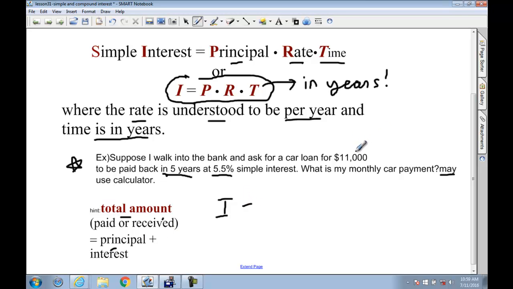We know the principal is $11,000. That's how much we're borrowing. So principal, $11,000 times rate. Notice I'm going to put 0.055. Principal times rate times time, 5 years. So I'm going to go ahead and compute that.